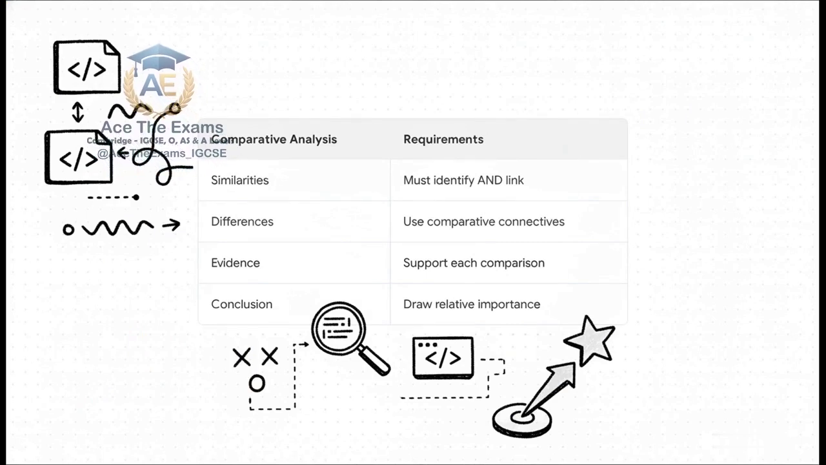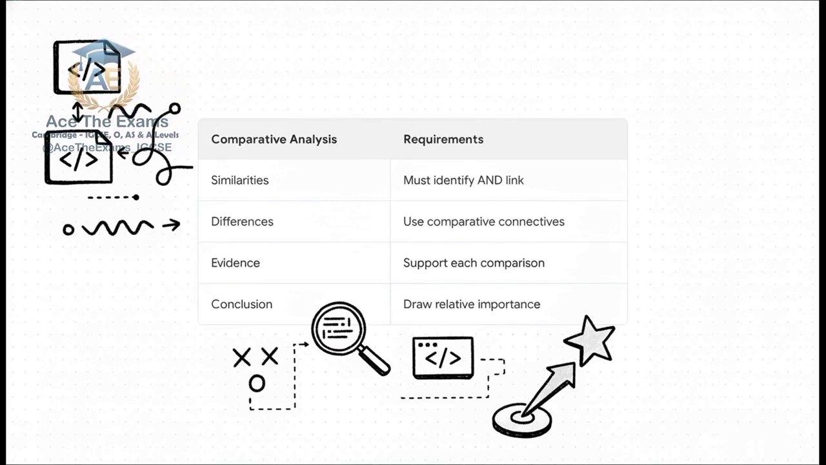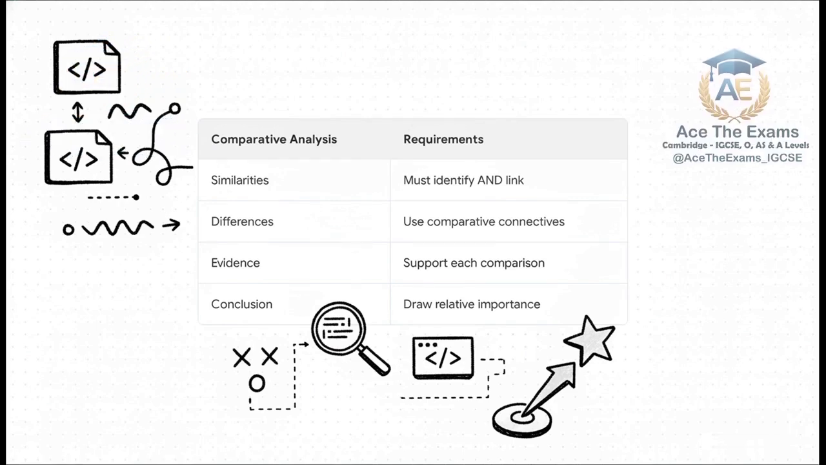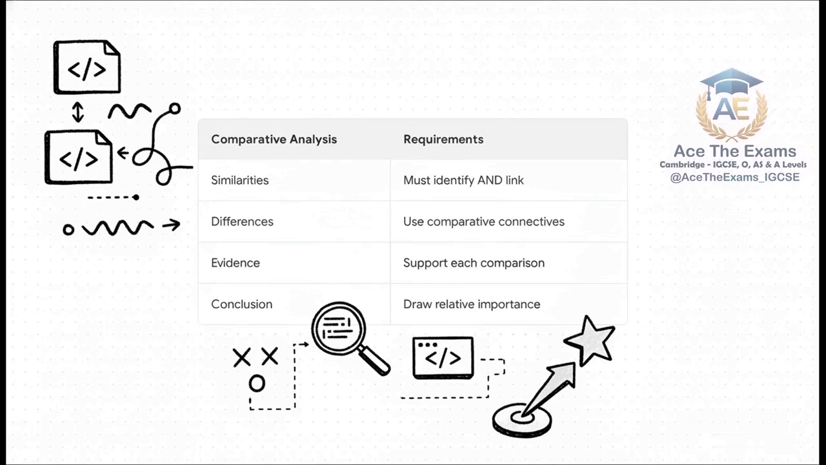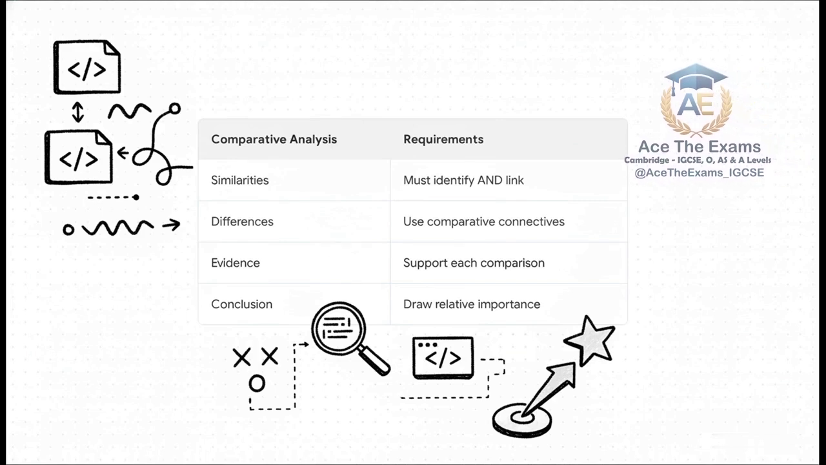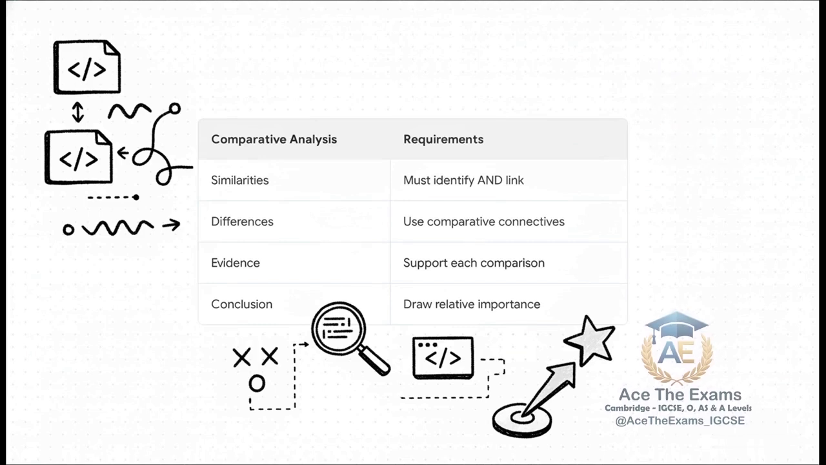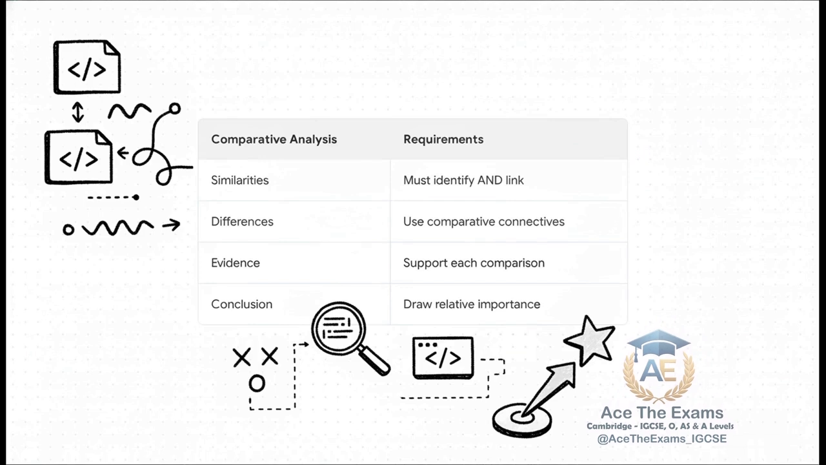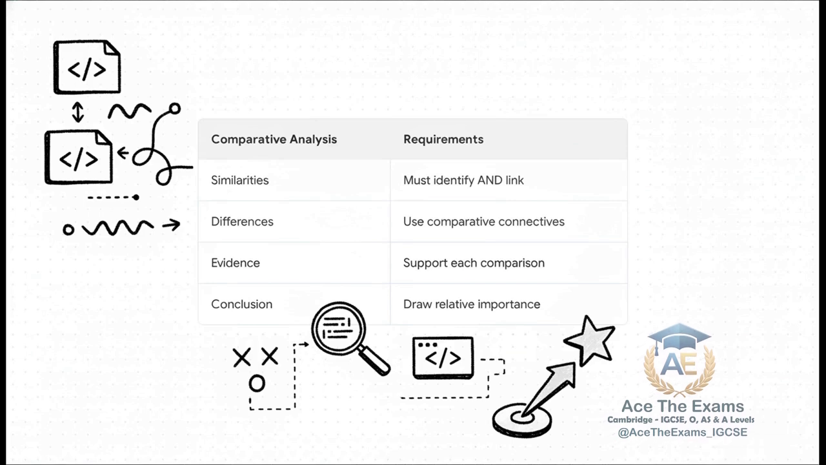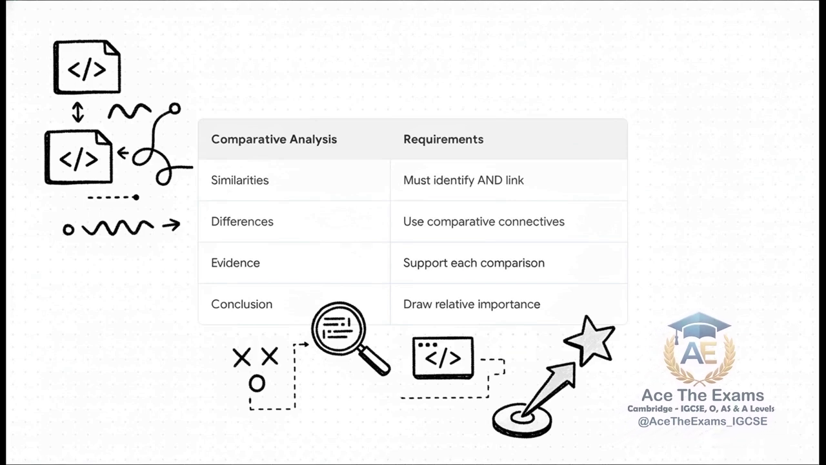This is where our time management matrix really kicks in. For similarities, you must identify and link them. For differences, use explicit comparative connectives like whereas, however, or conversely. You must support each and every point with evidence from the code, and crucially, draw a solid conclusion about their relative importance. This structured comparison is the absolute pinnacle of the PEEL framework. Point, evidence, explanation, link. If you execute this perfectly, you are basically writing exactly what the examiner's mark scheme is looking for. This is how you conquer the highest difficulty command words like evaluate or discuss.